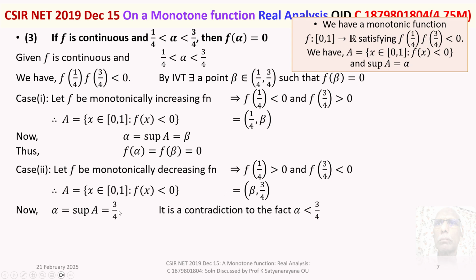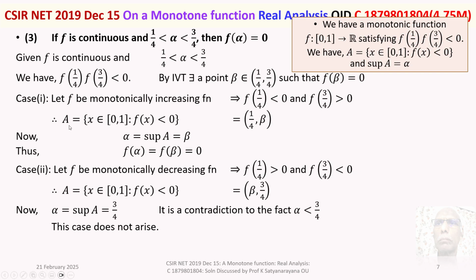It's a contradiction. Why? Alpha is given to be 1/4 < alpha < 3/4, but we got alpha equal to 3/4. It's a contradiction to the fact that alpha is less than 3/4. Therefore, this case, that f is a monotonically decreasing function, does not arise.